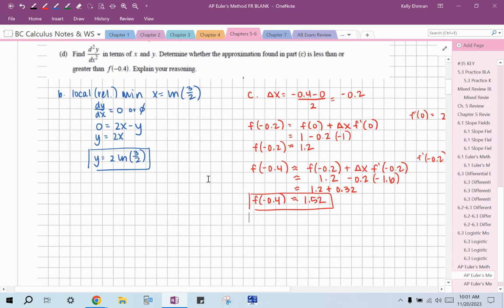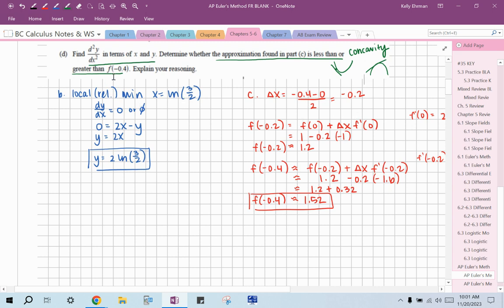Right, what else do we have to do? Find the second derivative in terms of x and y. Determine whether the approximation found in part C is less than or greater than f of negative 0.4. This is an old question that's based on concavity. If the graph is concave up, the approximation is lower than the graph, it's an underestimate. If the graph is concave down, the approximation is an overestimate.